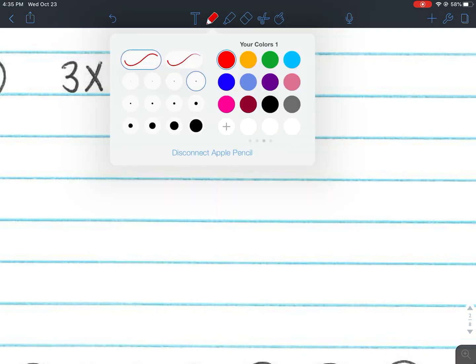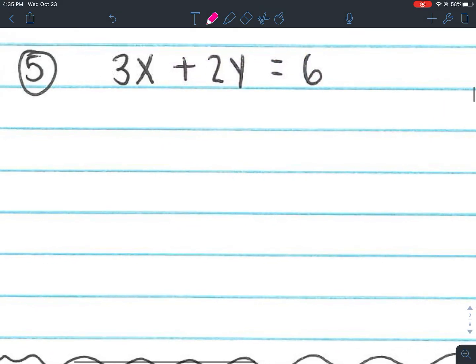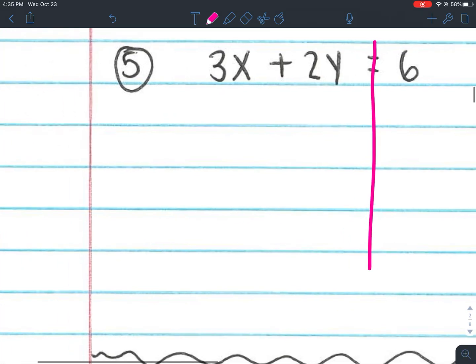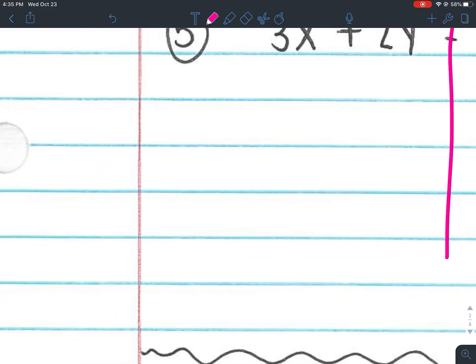Commonly known, I guess. Okay, let's do pink. 3x plus 2y equals 6. We are on number 5. This definitely does not have y by itself, so we're going to go ahead and draw a line down the middle. Now, there are two ways that people think here.